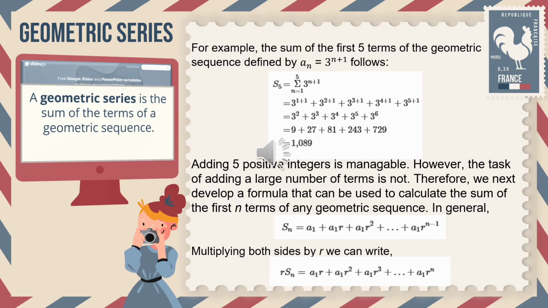Multiplying both sides by r, we can write r times S sub n is the first term times r plus the first term times r squared plus the first term times r cubed plus ... plus the first term times r to the power of n.